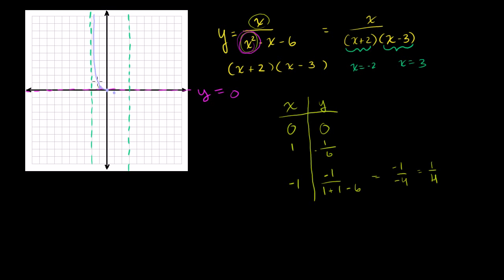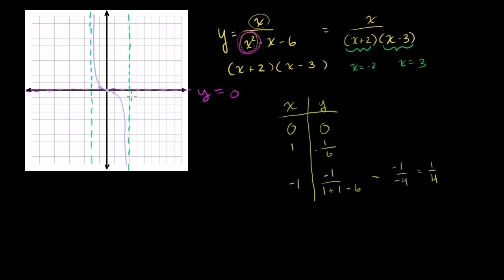Let's see, we're approaching negative 2 from the right. So if you were to put in negative 1.9999999, this term is going to be a very small positive number. This term is going to be a negative number. This term is going to be a negative number. The negatives cancel out. You have a very small positive number in the denominator. 1 over that gives you a very positive number. Now, as we approach the other vertical asymptote from the left, we're going to go super negative.